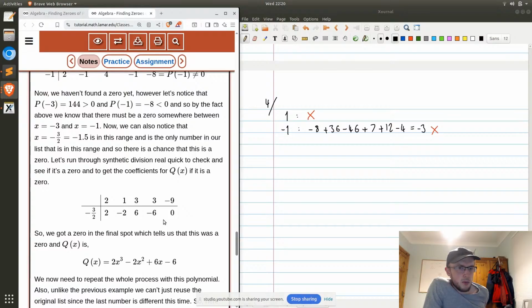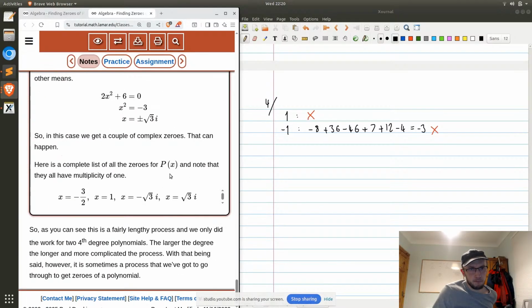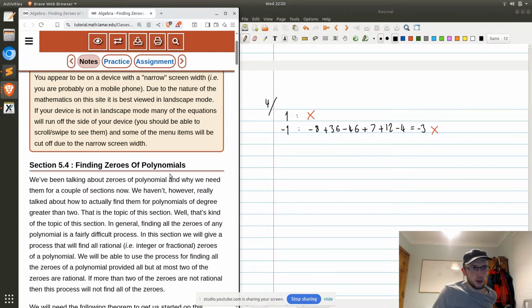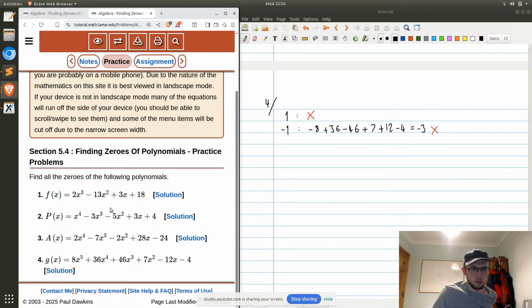So they do a more economical synthetic division. They don't write down the intermediary results, but I can see what they're doing. First, they put the 2 there, and then they do negative 3 over 2 times 2, which is negative 3, and then they add it on to 1, and they get negative 2. So I see what they're doing. Okay, so I think I have enough knowledge to try it out. So here we go.